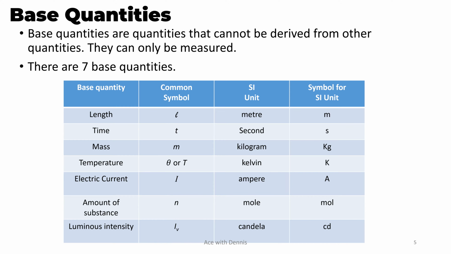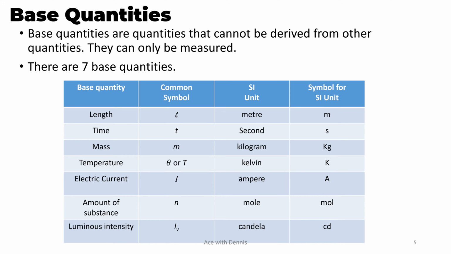The first one, length. Common symbol is L, SI unit meter, symbol for SI unit m. Time, common symbol is t, SI unit second, symbol for SI unit s. Mass, common symbol is m, SI unit kilogram, symbol for SI unit kg. Temperature, common symbol is theta or T, SI unit Kelvin, symbol for SI unit K.